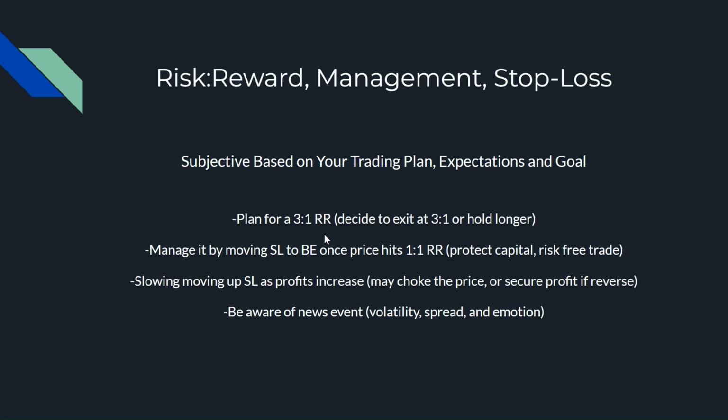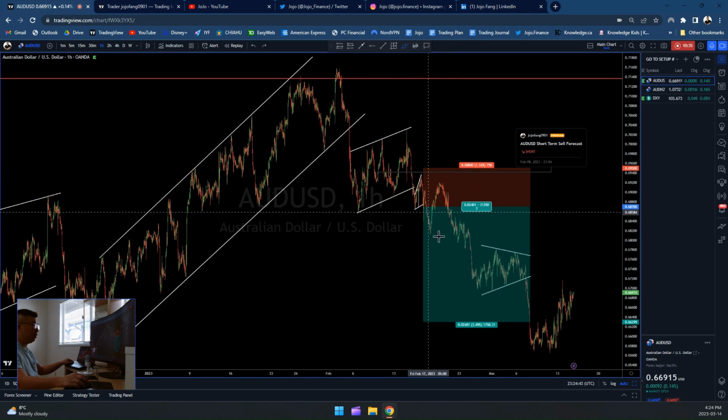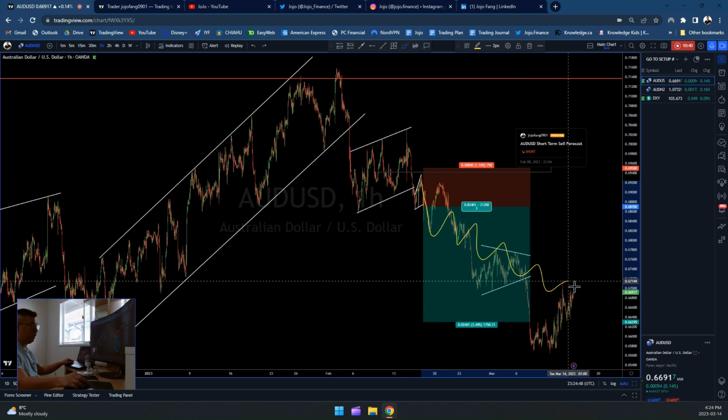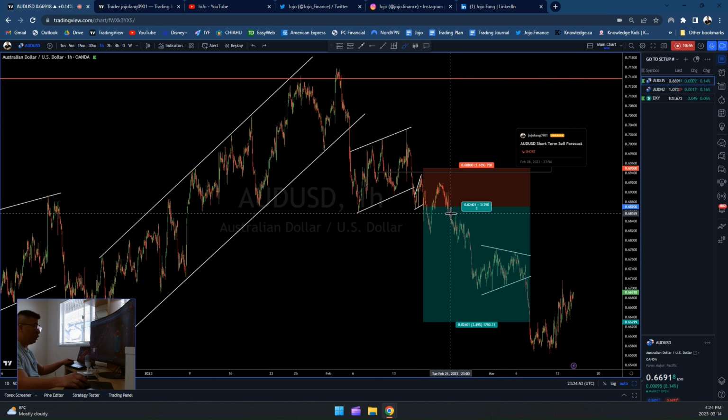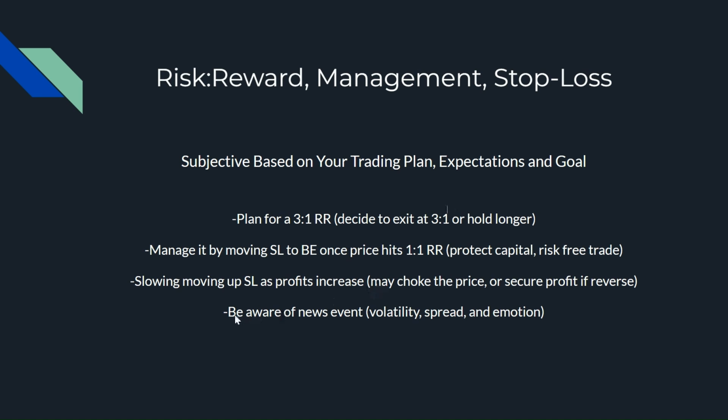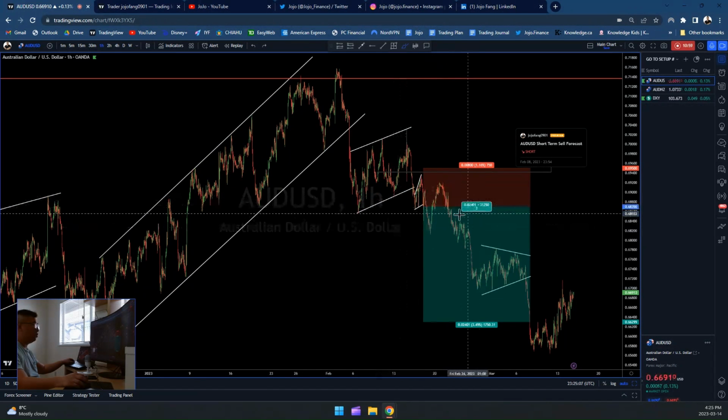Over the years, I developed a way to say that it's really up to you as an individual trader to understand what makes more sense, right? Because we cannot determine whether this particular trade that we enter is going to go straight down like this, or move down choppily like this. And sometimes if we move down the stop loss a little bit too steep or too deep, it might choke the price. Okay, so the last one I want to talk about: be aware of news events, right? Because sometimes volatility and spread may happen, and sometimes our emotion rises because your trade is getting stopped out very easily due to spread. That's something you want to consider as well.